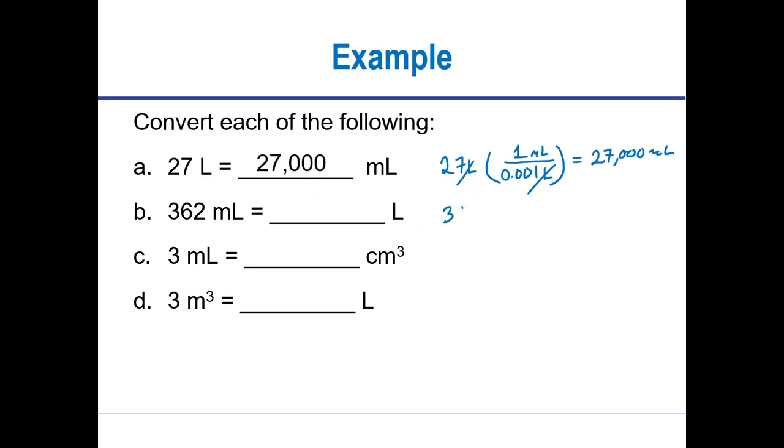Part B, we want to convert 362 milliliters into liters. So we'll start by multiplying it by a unit fraction again. I need milliliters on the bottom, and I want liters on the top. In the previous example, we know that 0.001 liter is equivalent to 1 milliliter. So we can multiply this out and we get 0.362, and our units are in liters, so we get 0.362 liters. 362 milliliters is equal to 0.362 liters.